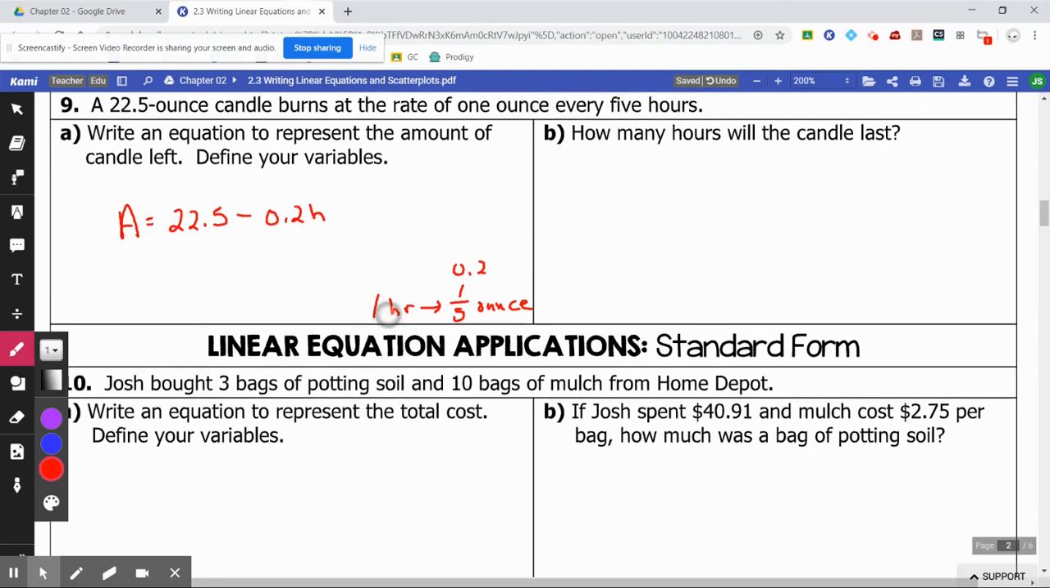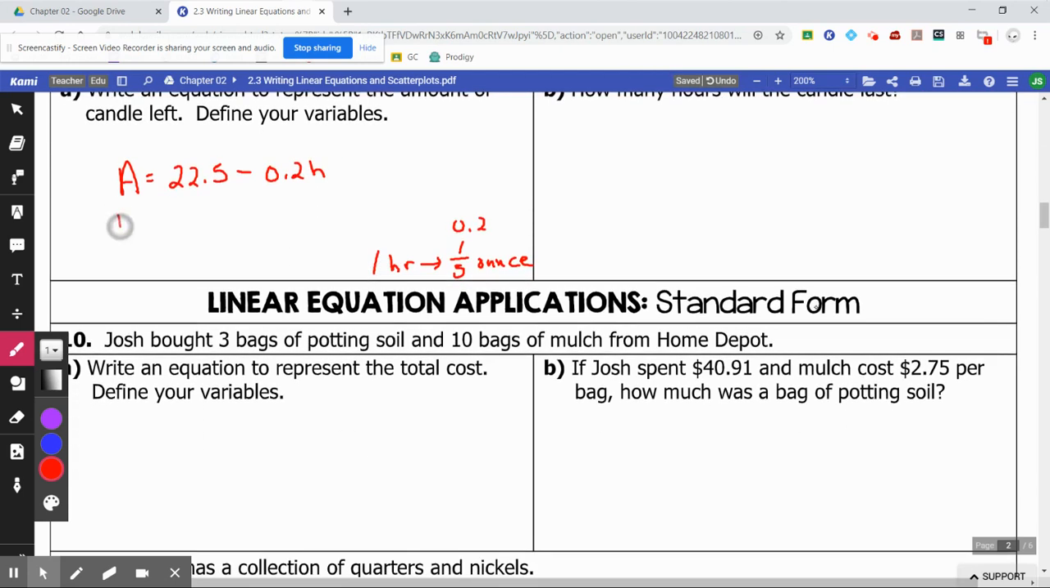Now, if you don't like it written like that, the way that you're used to seeing it is negative 0.2 per hour and then plus 22.5. Now, what does this represent? That's how much you start with. And then your rate, notice your slope there, you're going down 0.2 ounces per hour.